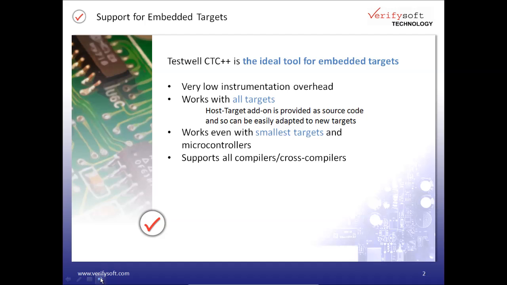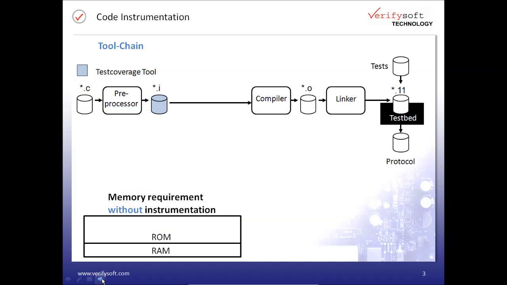Its main benefits are very low instrumentation overhead, it performs code coverage in all targets, it works even with the smallest targets and microcontrollers, and finally it works with all compilers and cross-compilers. We will see how an executable code can be instrumented for analyzing its test coverage.